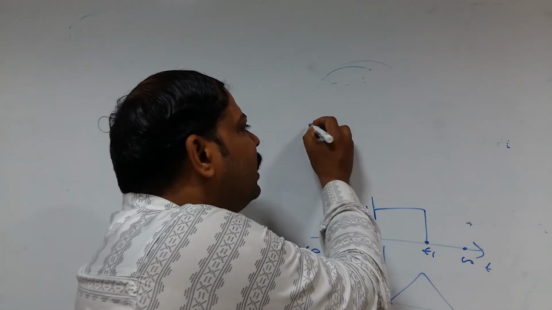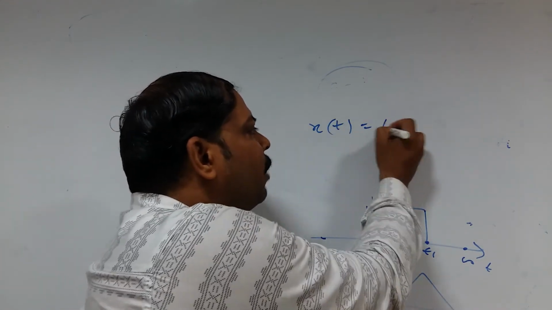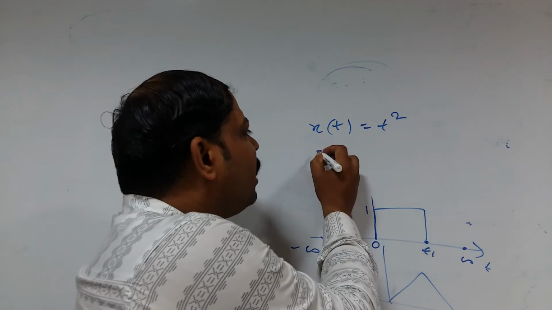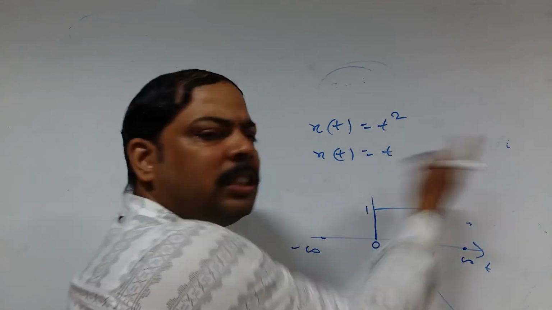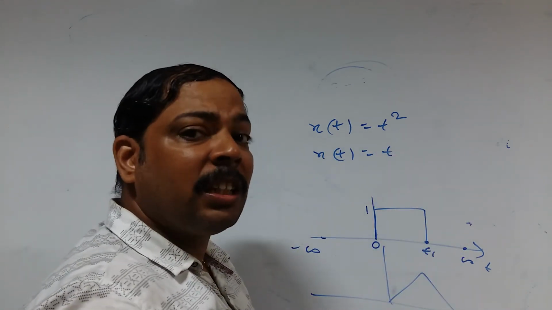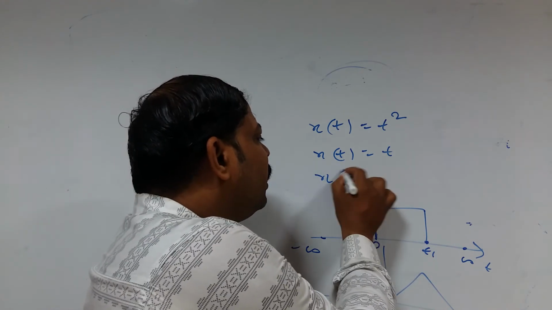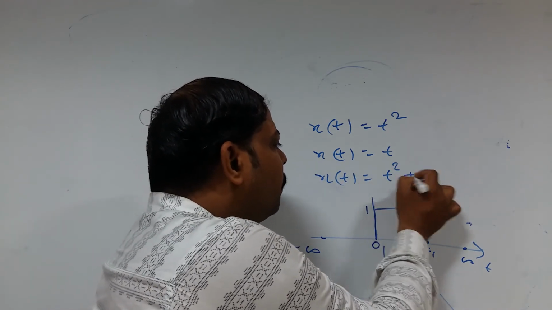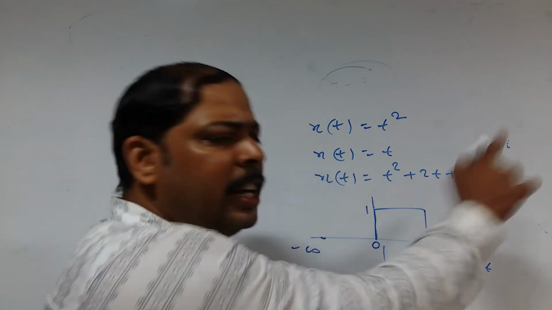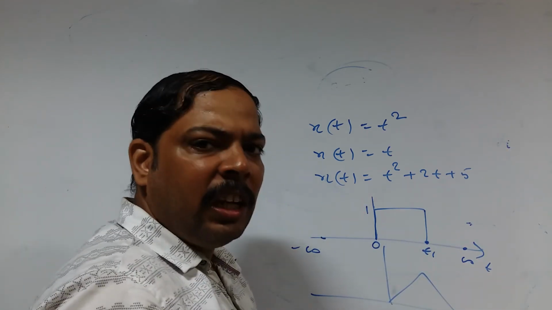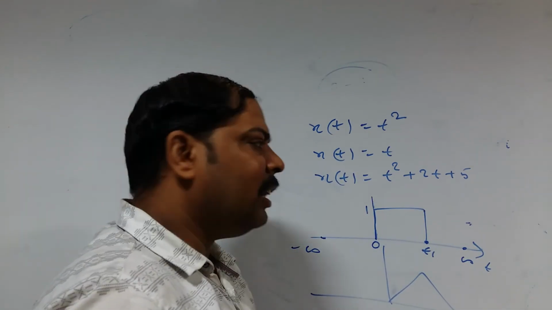Now let us discuss this x(t) in a mathematical form. Suppose x(t) is equal to t square, this is continuous time; x(t) is equal to t. This is the mathematical form of representation of a continuous time signal. x(t) is equal to t square plus 2t plus 5. Any equation written based on t is known as a continuous time signal.